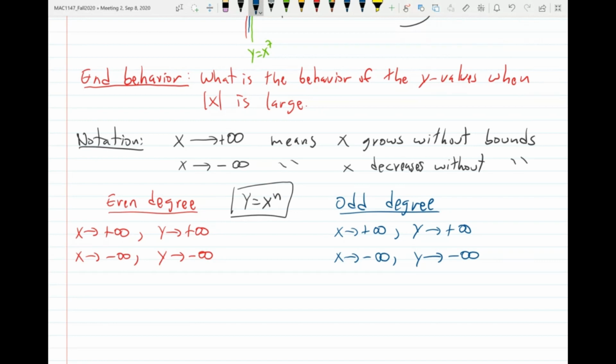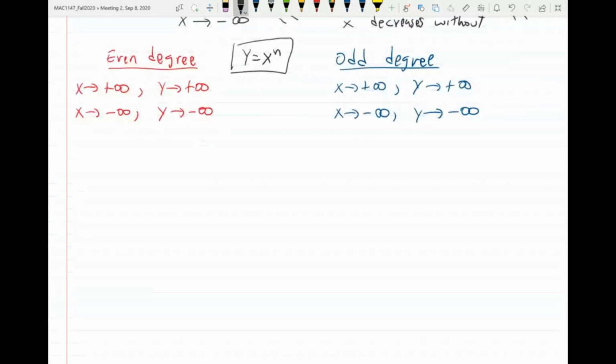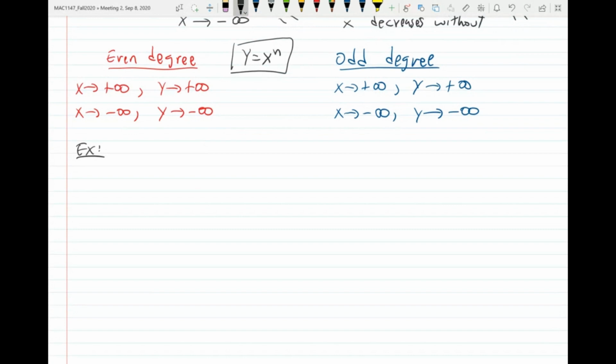Okay, so let's do some examples. Let us sketch some power functions. Sketch the function. And of course, we're going to mix it up with some transformations, because if it is a basic graph like x to the n, we already know how it looks.